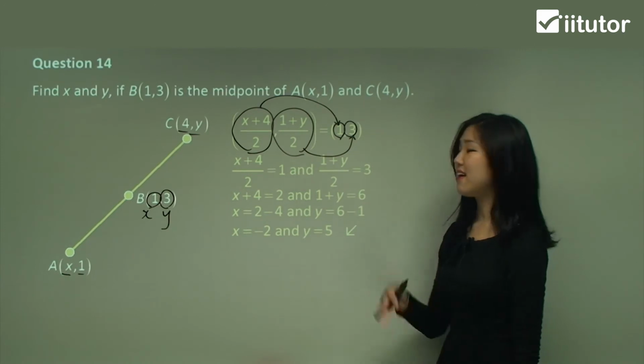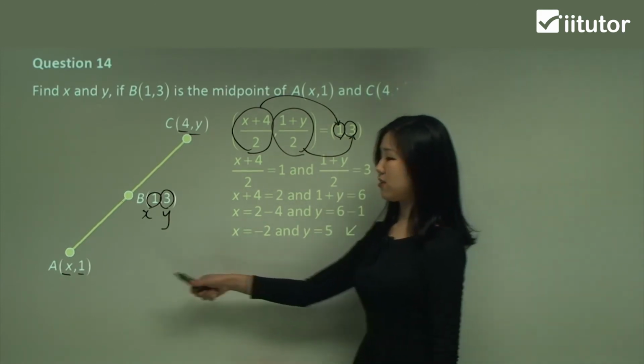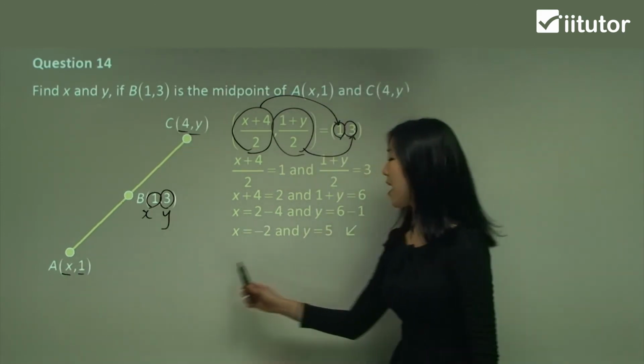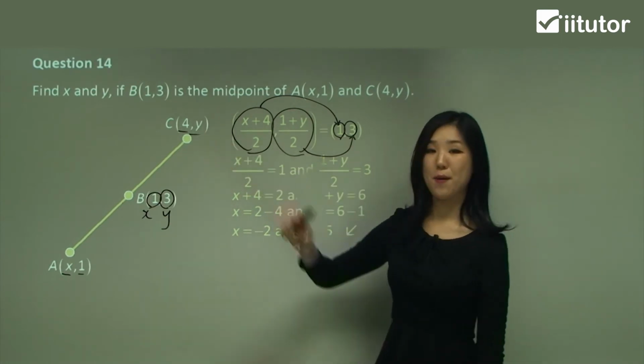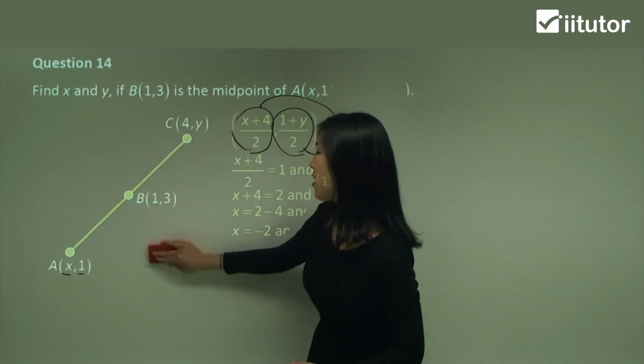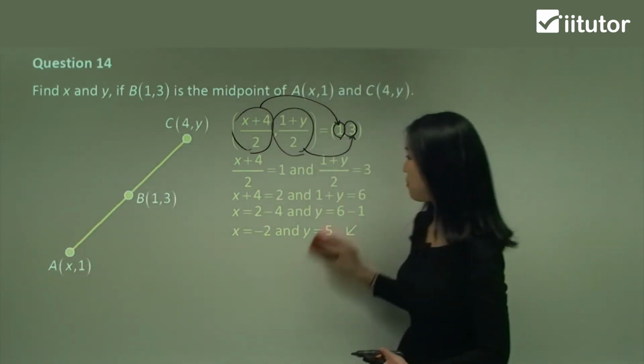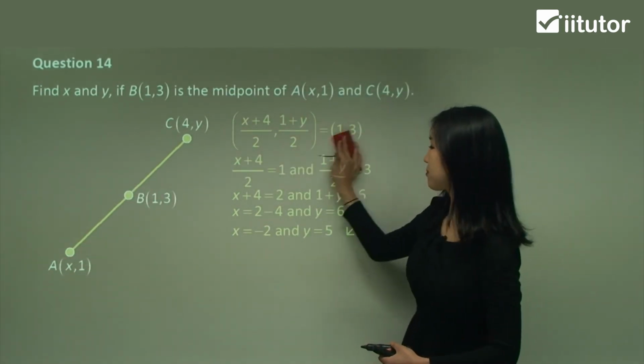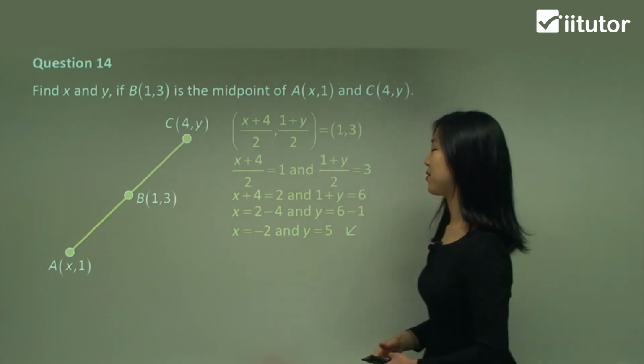That is the answer. X is negative 2, and Y is 5. That is the answer. We're looking for the pronumerals. Alright, but see how all I did was use the midpoint formula? That is it. So that was question 14.